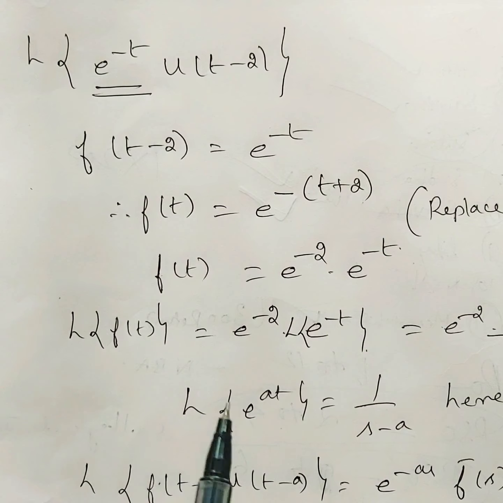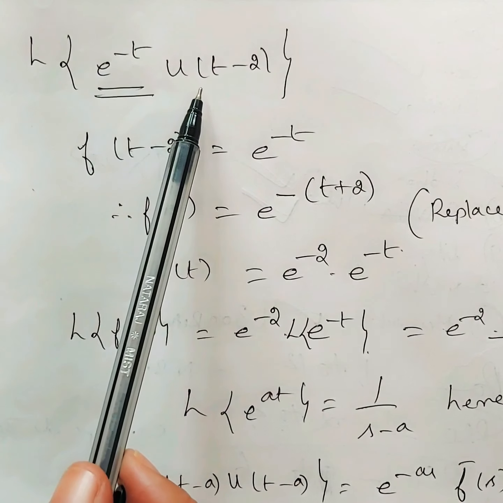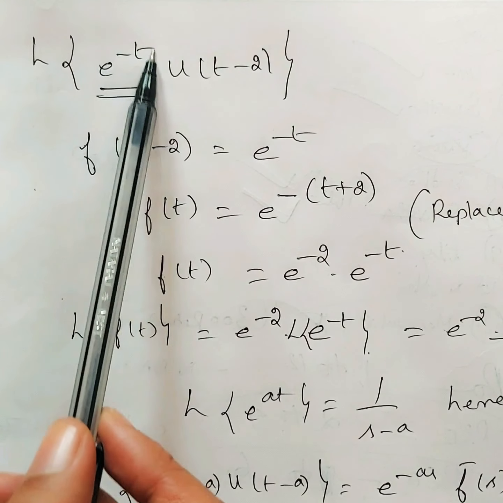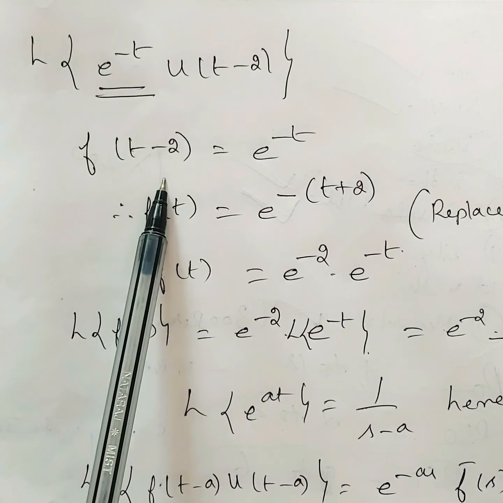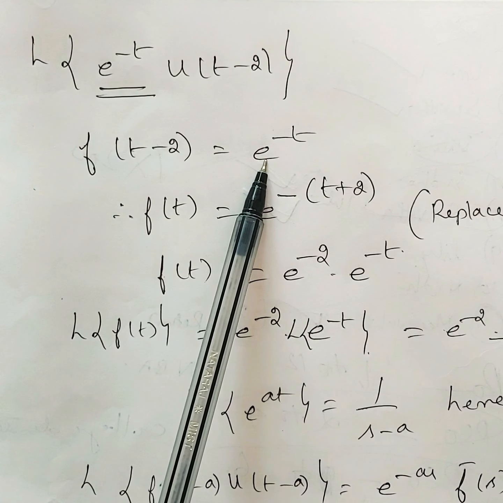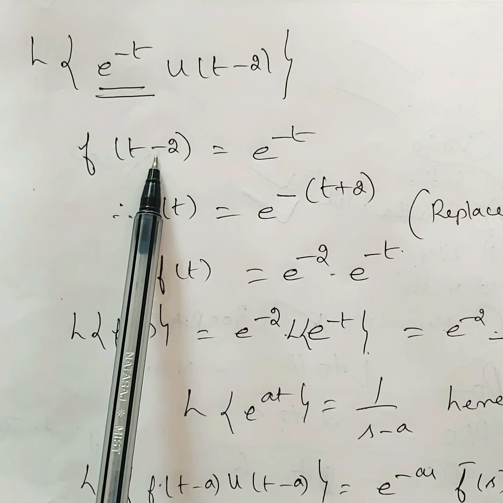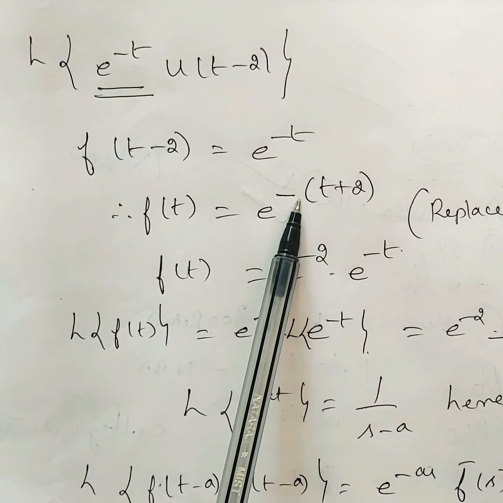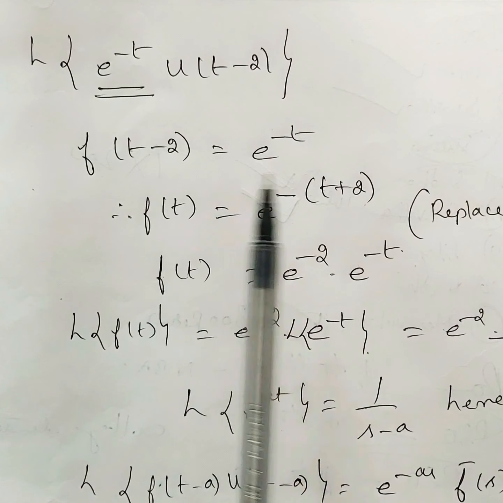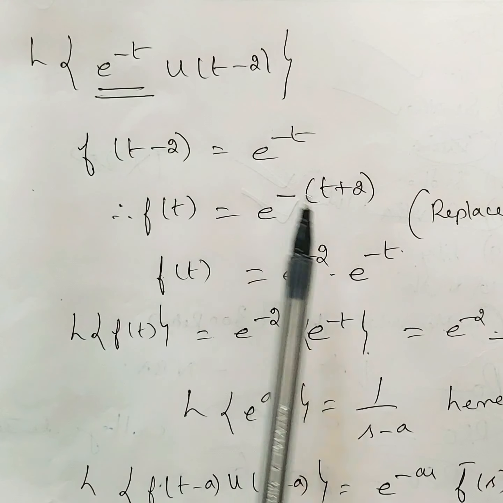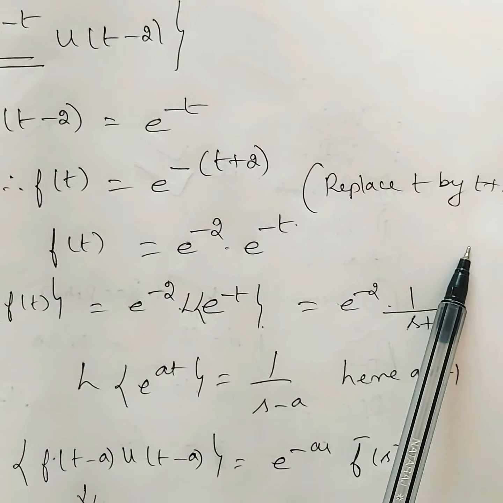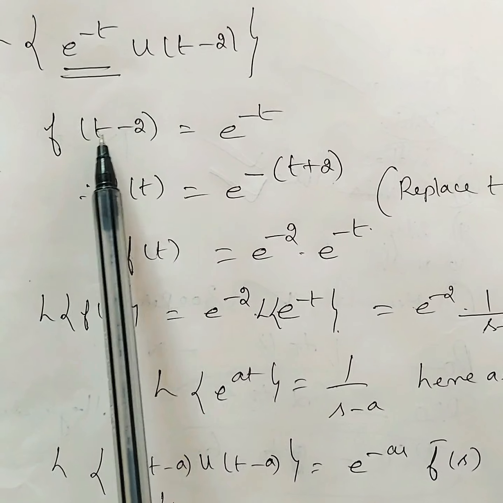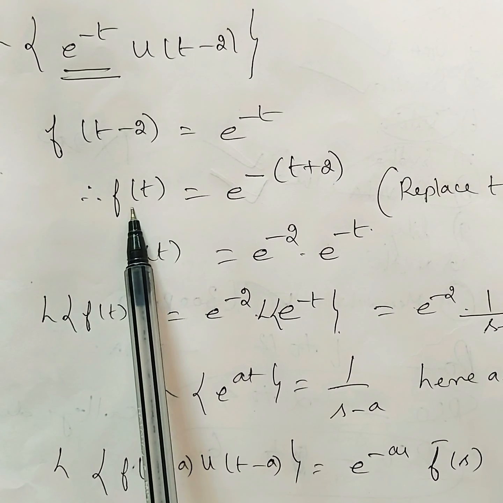For example, if this is a question, find Laplace of e power minus t into u of t minus 2. So here u of t minus 2 is there, then this should be f of t minus 2. So f of t minus 2 is equal to e power minus t. Now you have to find f of t, you are shifting it, right? So f of t is equal to e power minus of t plus 2. You are shifting 2 places forward. So we are replacing t by t plus 2. That is what I have written. Replace t by t plus 2. So from the question you are writing what is given, and then you are writing what is f of t.